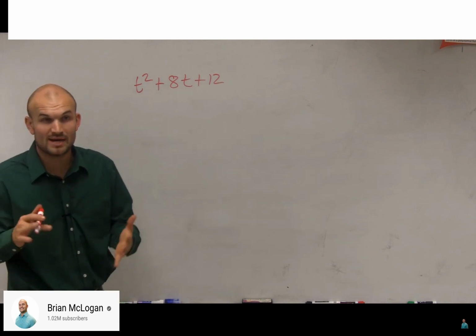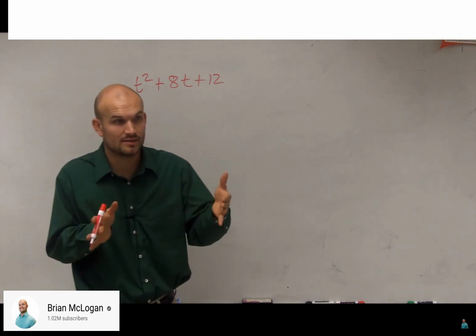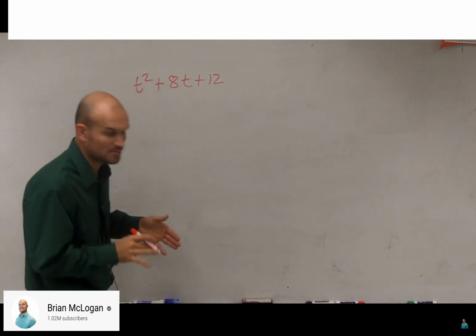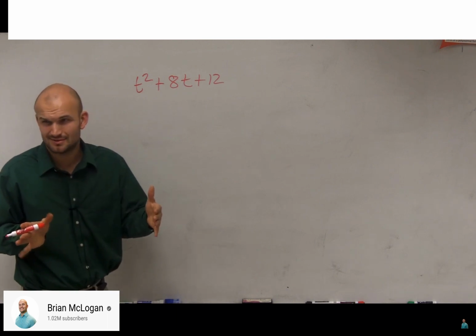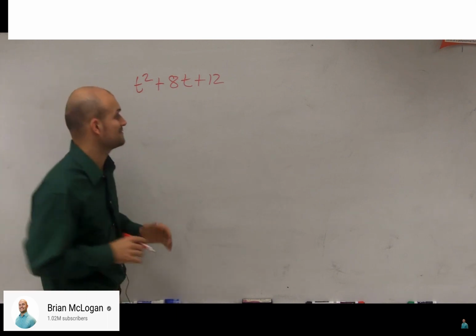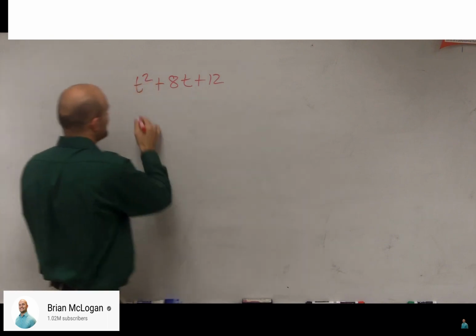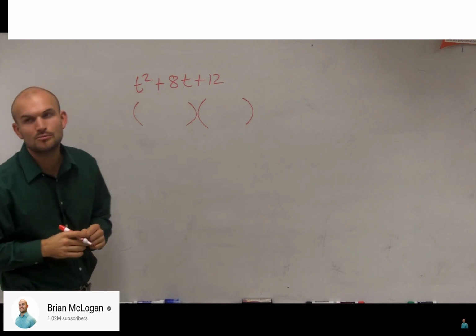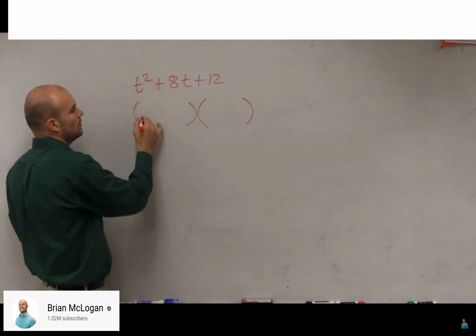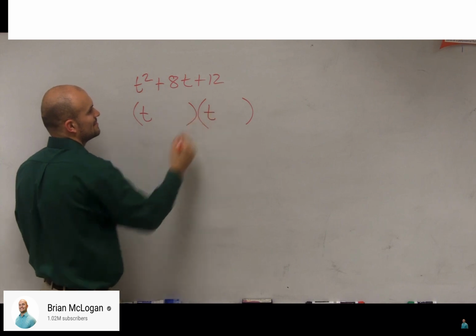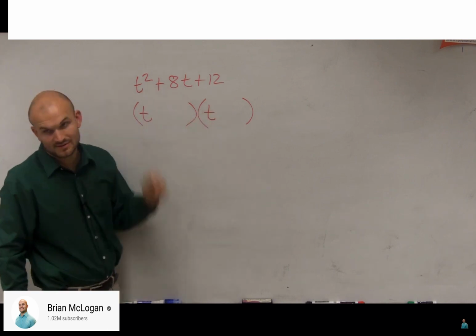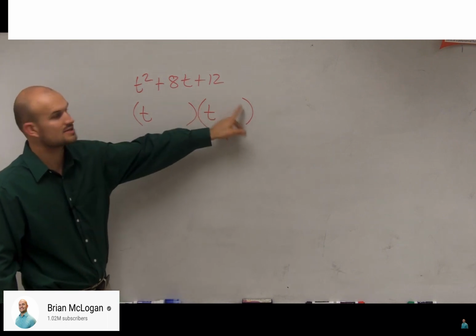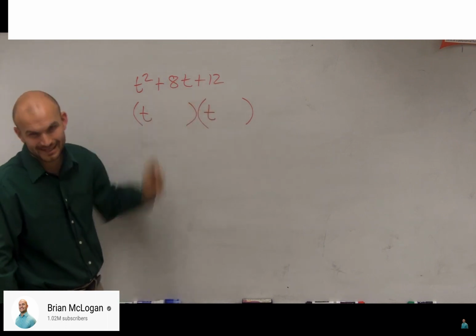So what I want to do is I want to write this as a product. And do you guys remember multiplying binomials? FOIL? Okay, we're going to have to go back and review that. What I want you guys to do is, this is a factor, all right? And what we're going to do is we're going to take two binomials. Well, if we know we're going to have t times t. T times t is going to give us t squared, right? Yep. What we need to do is determine what are my last two numbers that multiply to give us 12, but add to give us 8.